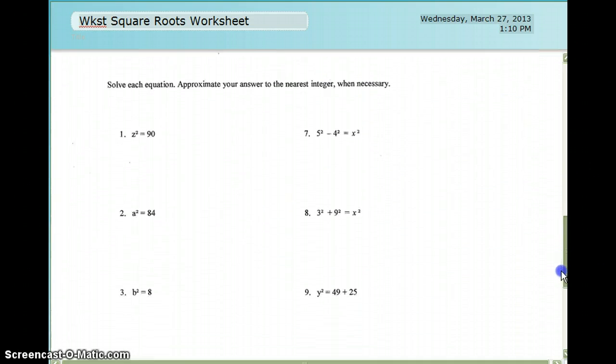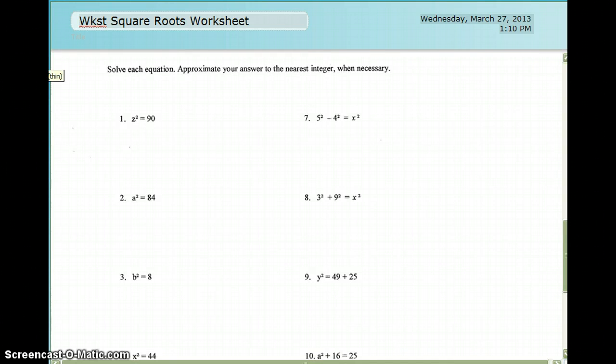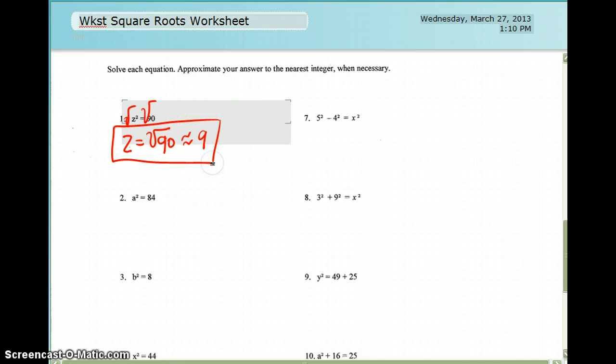And on the back side, as you solve each equation, it is important that you find your exact answer and your approximate. So here, to get z by itself, since z times z is equal to 90, I'm going to do the square root. That means z will be equal to the square root of 90, and the square root of 90 is about 9. So we're going to approximate it like that. Same thing with number 2. A squared is 84. So I'm going to take the square root of both sides, and a is then equal to the square root of 84. So that's also about 9.